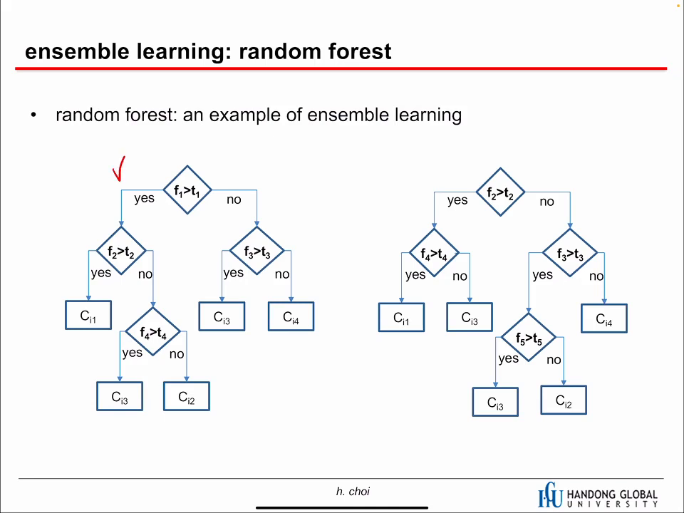In this slide, we have only 2 decision trees, but let's assume that we have 50 or 100 decision trees, and all these decision trees are different. Then they can each make a decision, and we gather all the decisions and make a final decision. That's random forest.